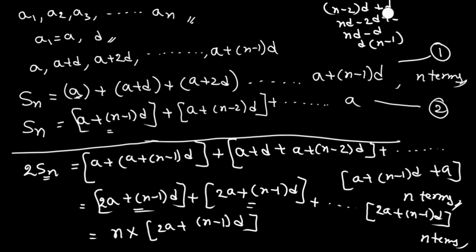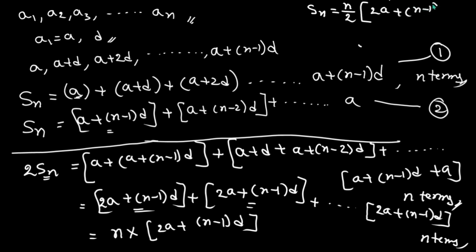I will erase this. So I am writing here Sn is equal to, so here the 2, if I send it to the other side, it will become n by 2 bracket 2a plus n minus 1 into d, okay. So this gives the sum of the n numbers, that is n by 2 into 2a plus n minus 1 into d.